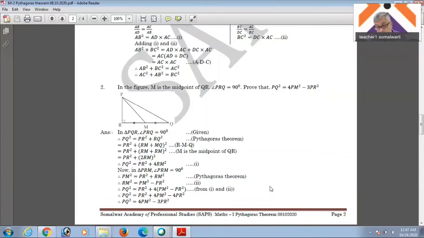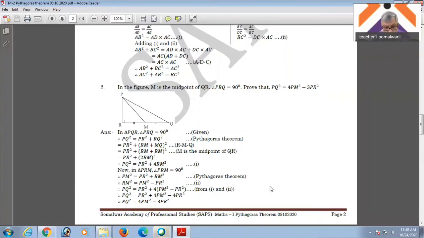Now, let us think about the small triangle. Why do we want to think about PRM? Why not PQM? Because in PQM, there is no right angle triangle, so we don't want to think about it. We have to think about the other right angle triangle, that is PRM. Now, in PRM, PM is the hypotenuse. Therefore, PM square is equal to PR square plus RM square.